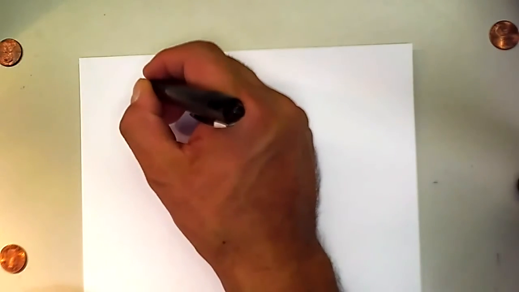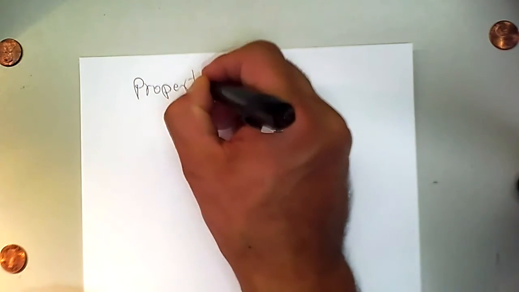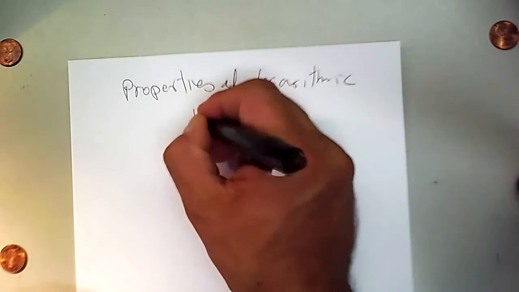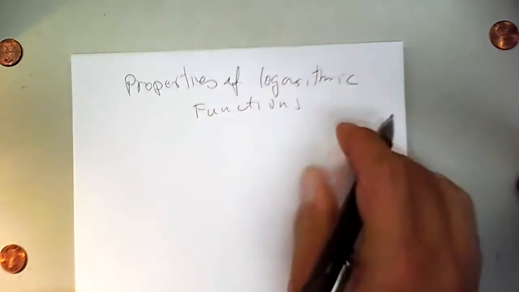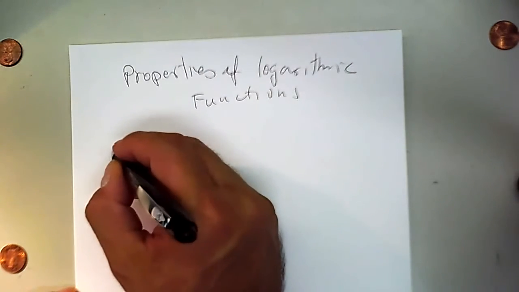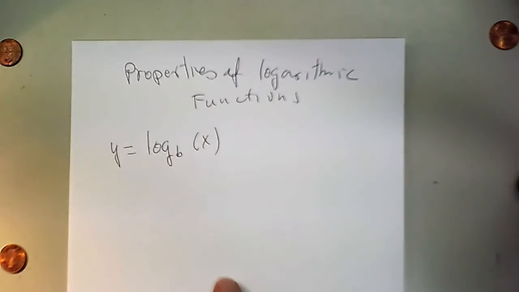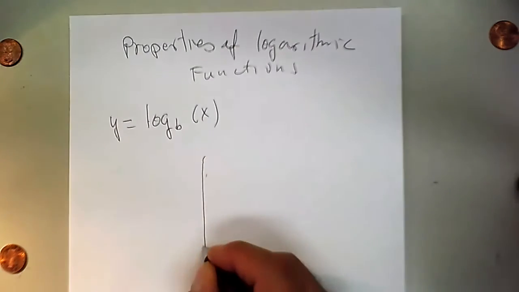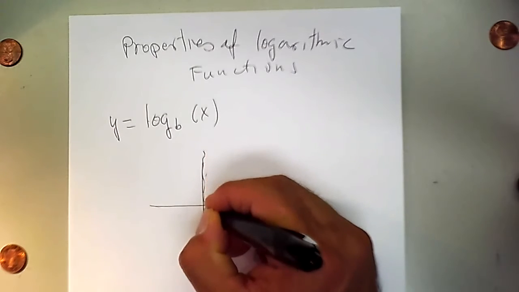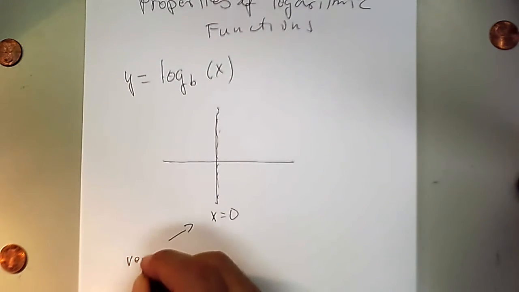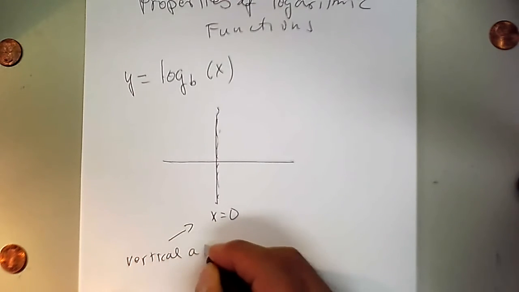Some important properties about logarithmic functions should be addressed. So, properties of logarithmic functions. Let me draw a generic function y equals logarithm base b of x. Okay. So we have a vertical asymptote. The vertical asymptote will be x equals 0. So that is a vertical asymptote.